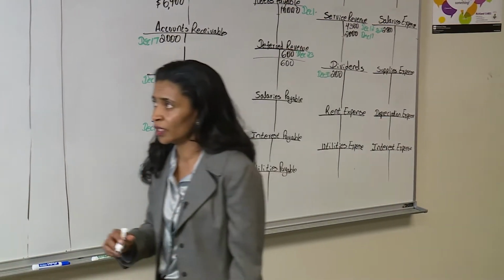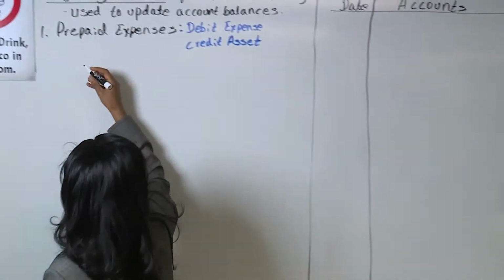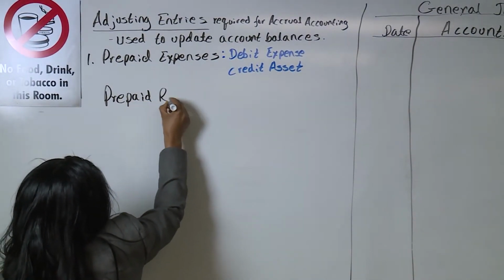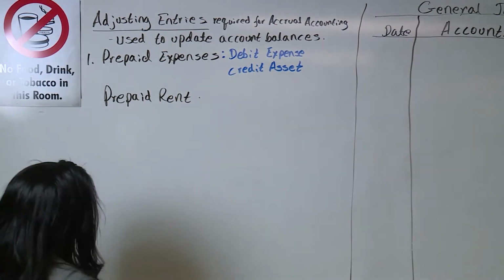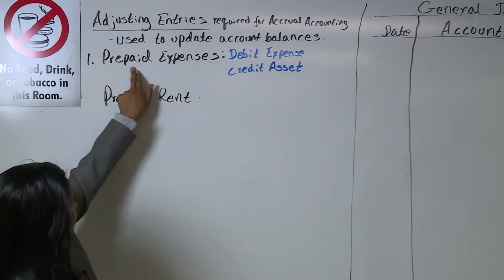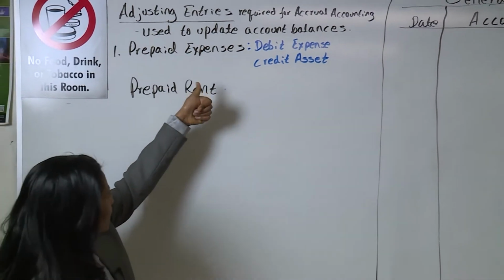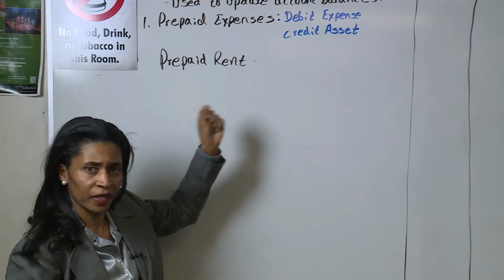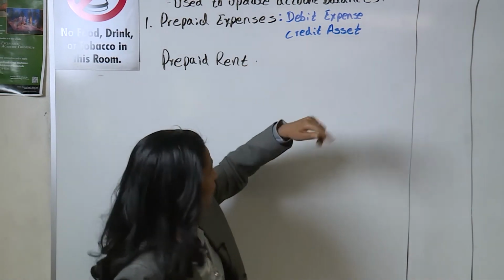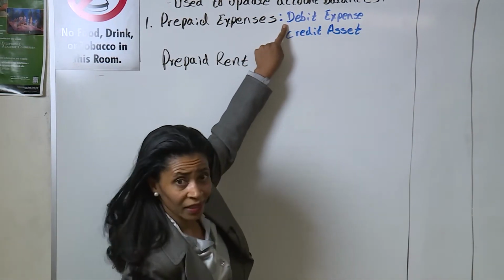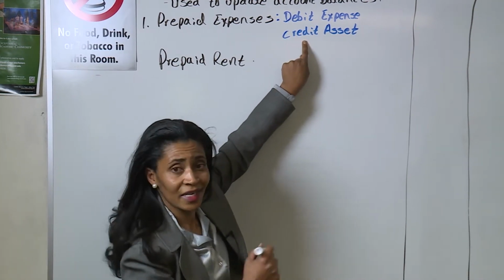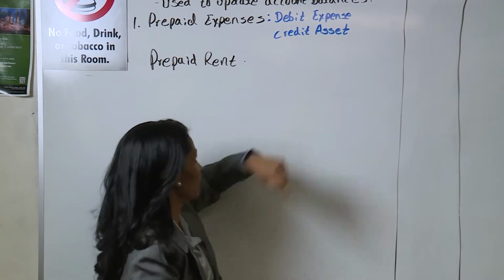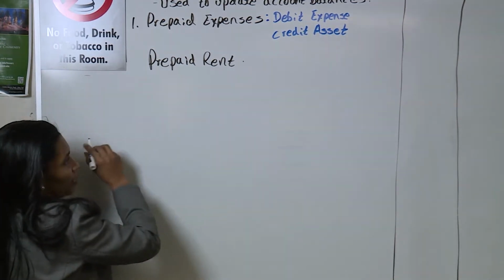So to give you the first example, it is prepaid rent. Whenever we use prepaid expenses like supplies, equipment, prepaid insurance, or prepaid rent, the adjusting entry is usually debit an expense account and credit the asset account. So we reduce it from the asset and put it as an expense. For example, prepaid rent, what happened?